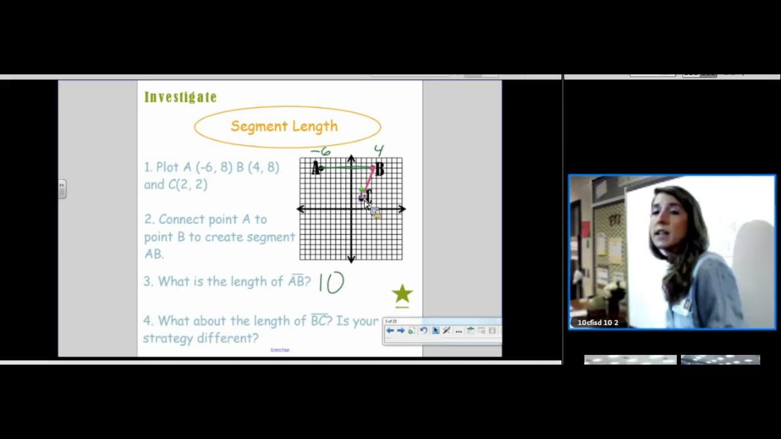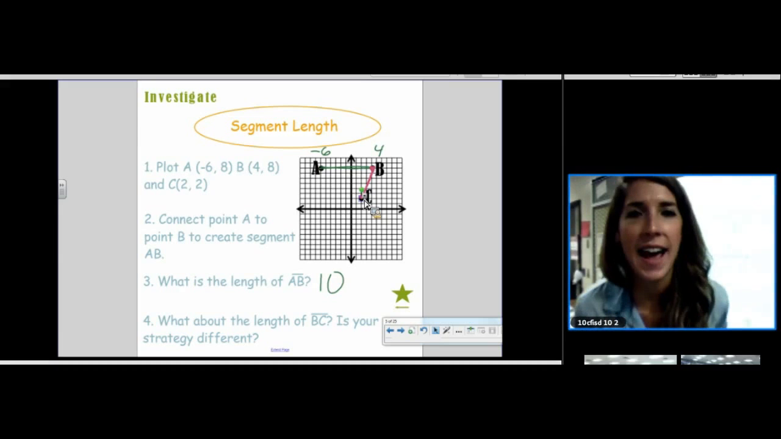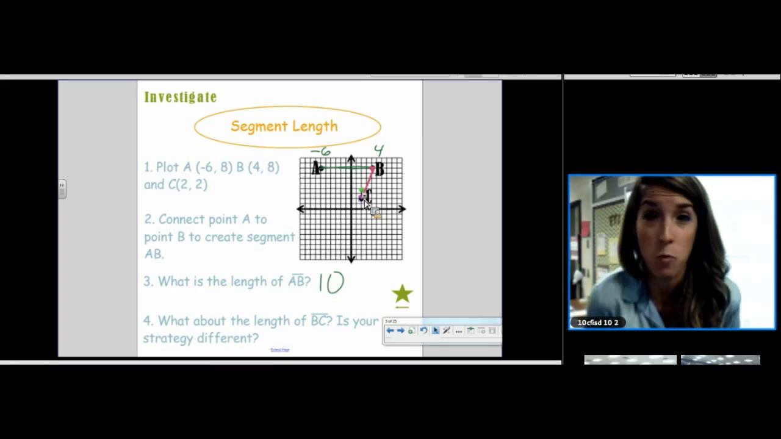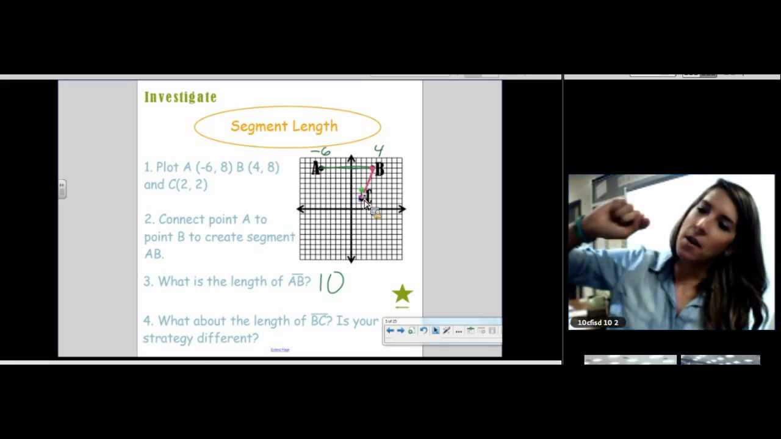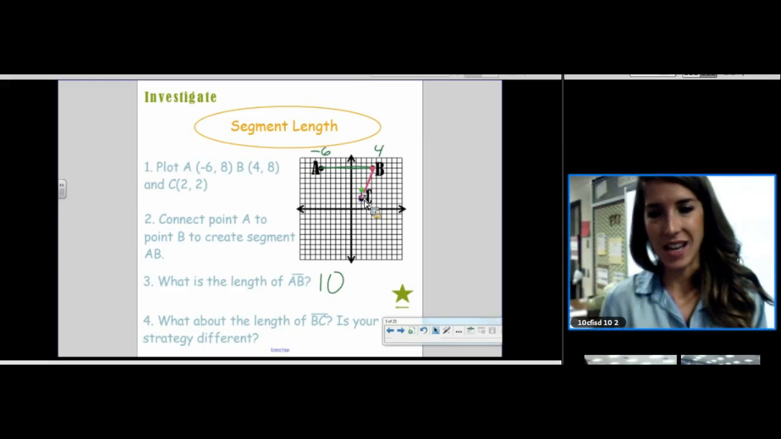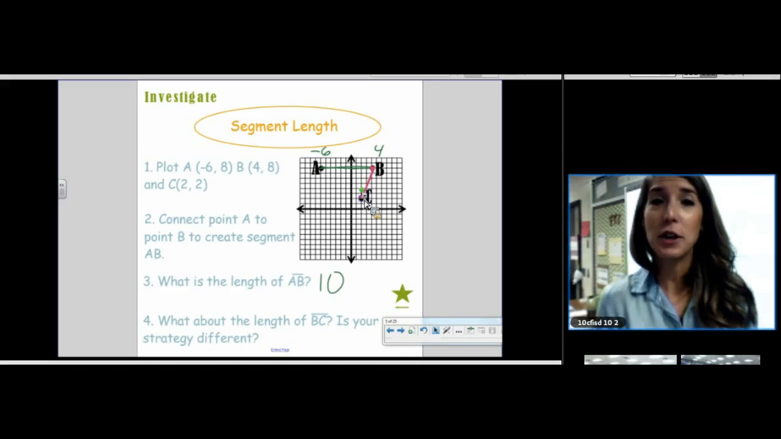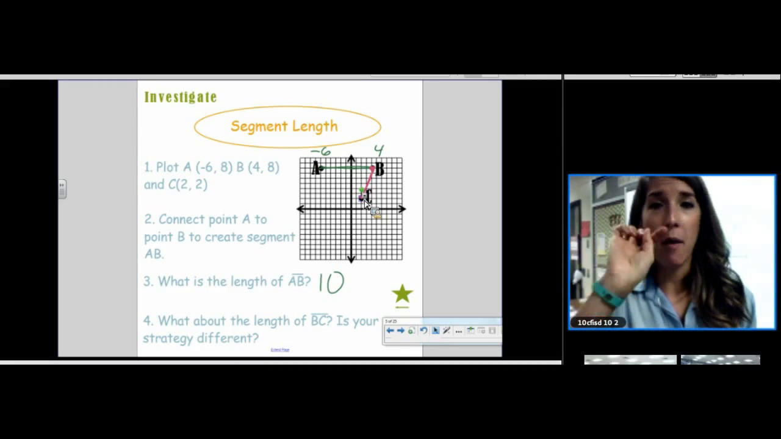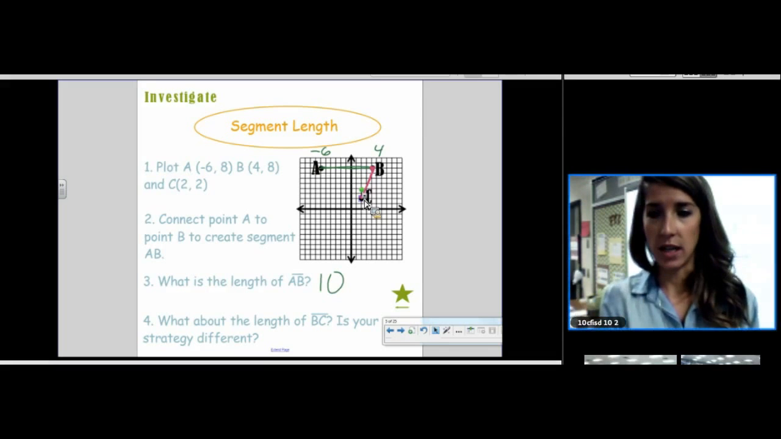Now, on the coordinate plane, you're allowed to count horizontally, you're allowed to count vertically, but are you allowed to count diagonally? Like, count the boxes. Does that work? If I counted that red segment diagonally, would I be able to tell the distance from B to C? And hopefully you're saying, no, that would not work. You're not allowed to count boxes diagonally, only vertically and horizontally.